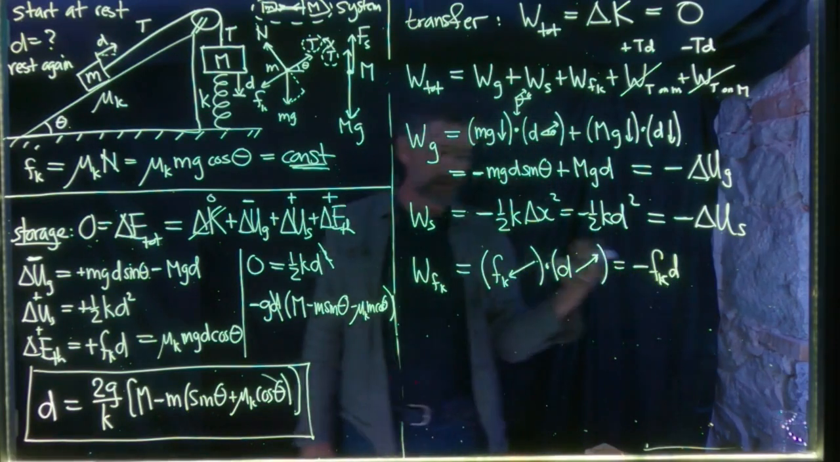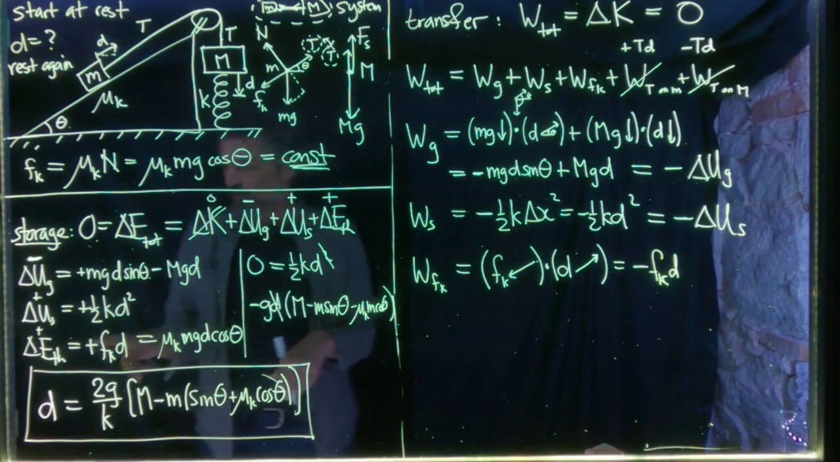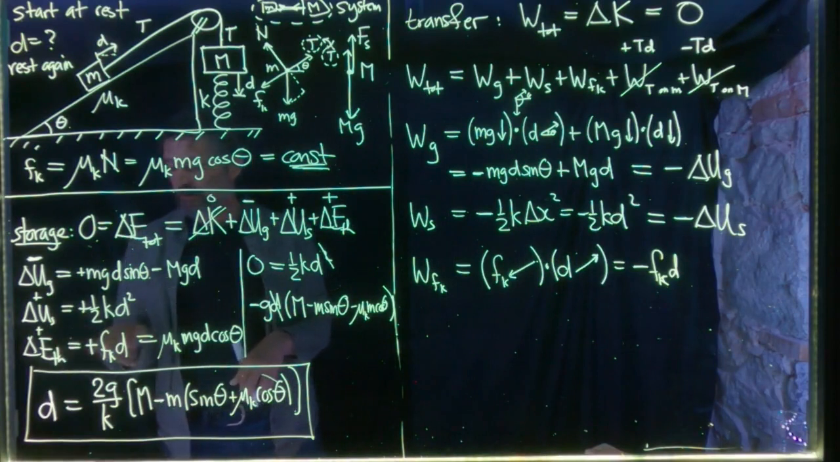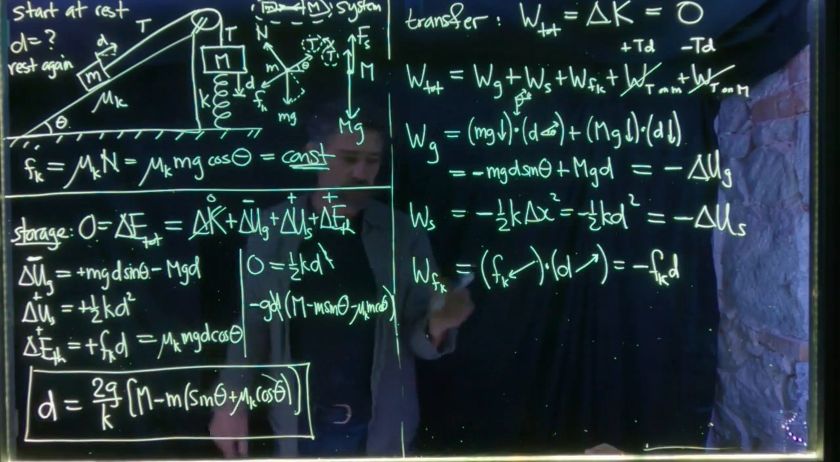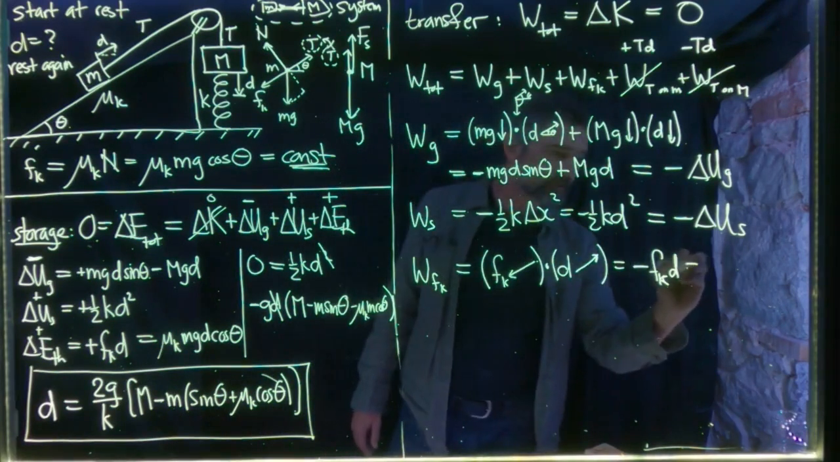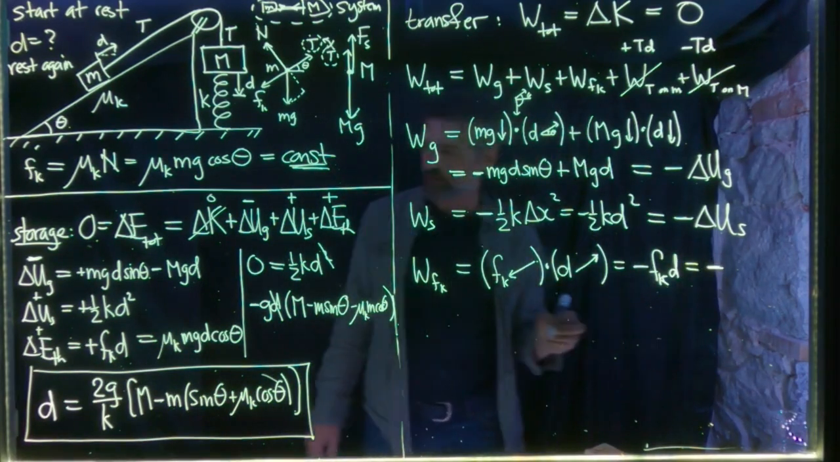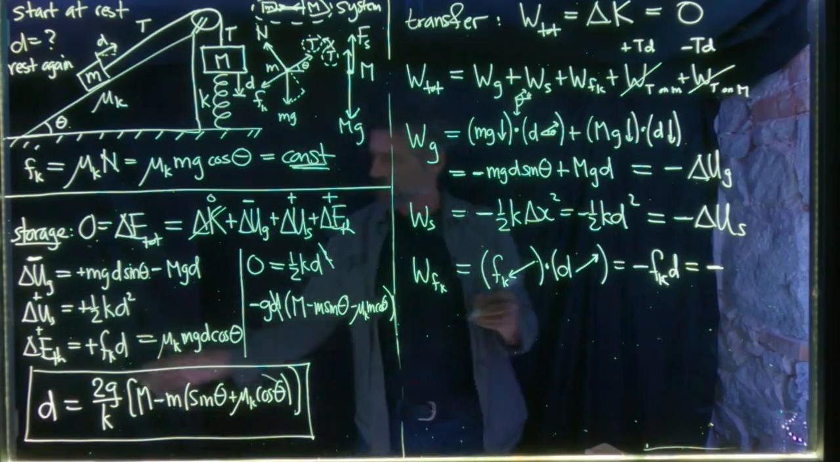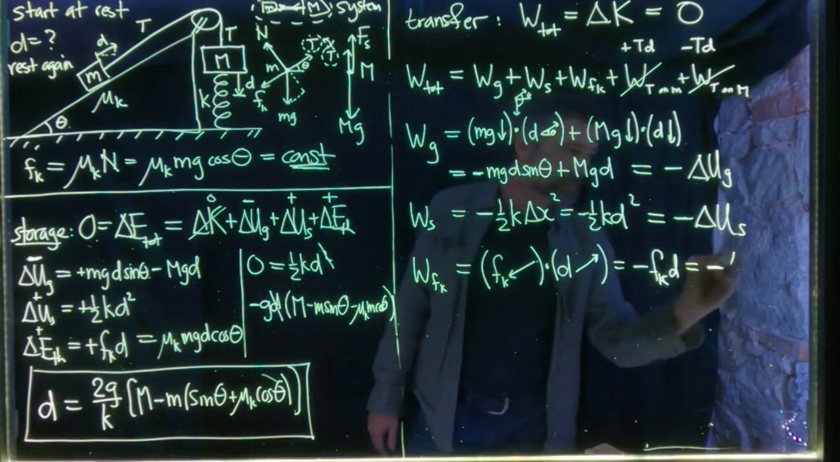Okay. So again, where did we see that before? Oh, the change in the thermal energy is positive Fkd. It increases, and so that's negative the work done by kinetic friction. So the work done by kinetic friction is negative the change in the thermal energy.